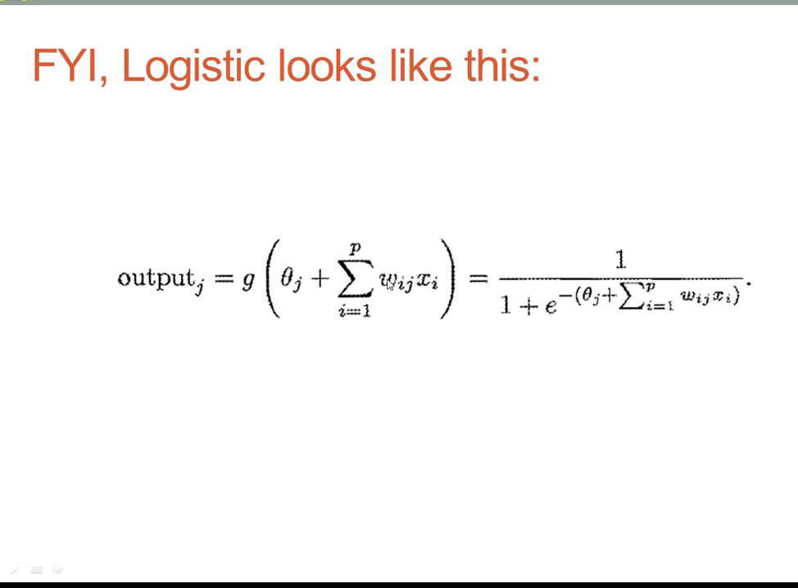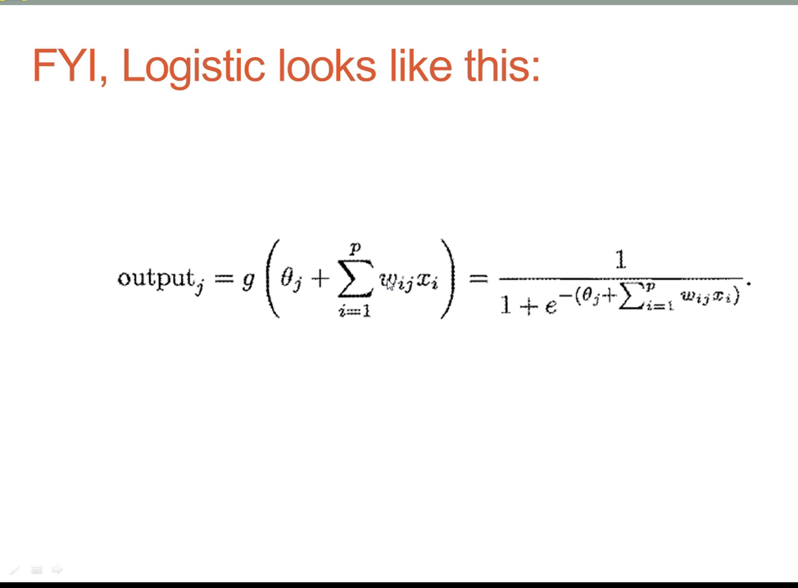Now remember, this produces a number, right? So I'm putting a number into g. That's not such a horrible thing to do. Like I might put 3 in here, so I would get 1 over 1 plus e to the minus 3. Well, I can figure that out on a calculator, and it's going to give me some number as a result. And that is the output for this node.